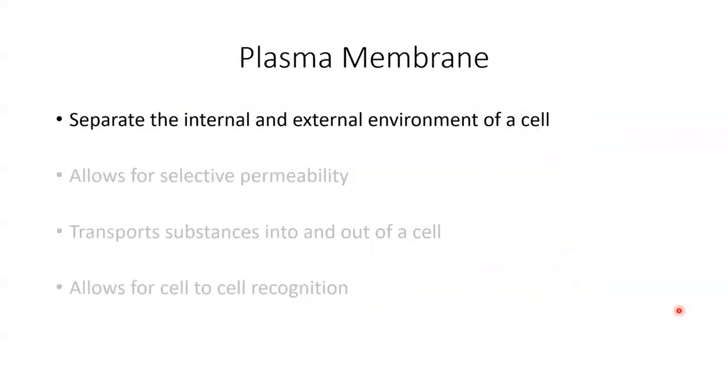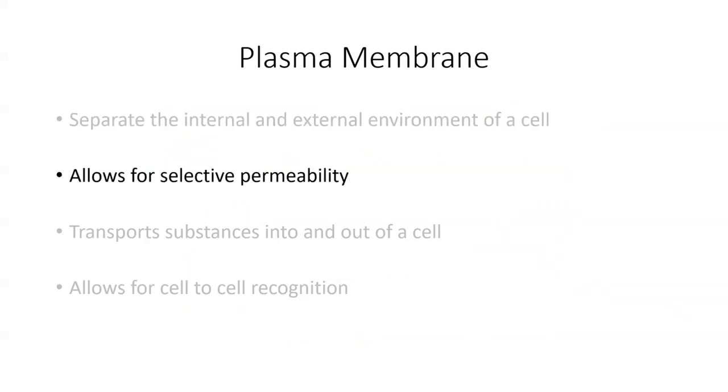So considering the functions of the plasma membrane, the plasma membrane functions primarily to separate the internal and the external environment of the cell. It is selectively permeable, which means it permits the entry of some substances into the cell, but not others. This helps establish and maintain that appropriate environment within the cell for normal cellular activities.